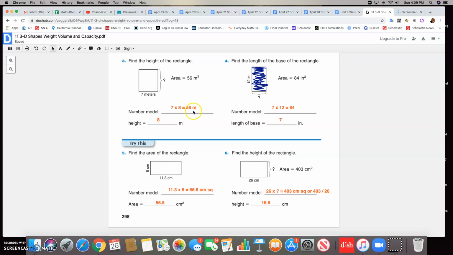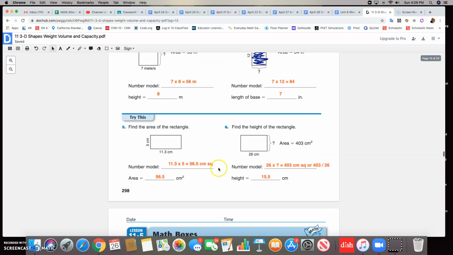Number 3, 7 times 8, I think we did those. 7 times 12 equals 84. So number 5, we were given the length and the width, so 11.3 times 5 equals 56.5 centimeters squared. Okay, this one we were not given the width or the height, so 26 times what number equals 403? Or you could do it backwards, 403 divided by 26, and that would give us the width is 15.5 centimeters.